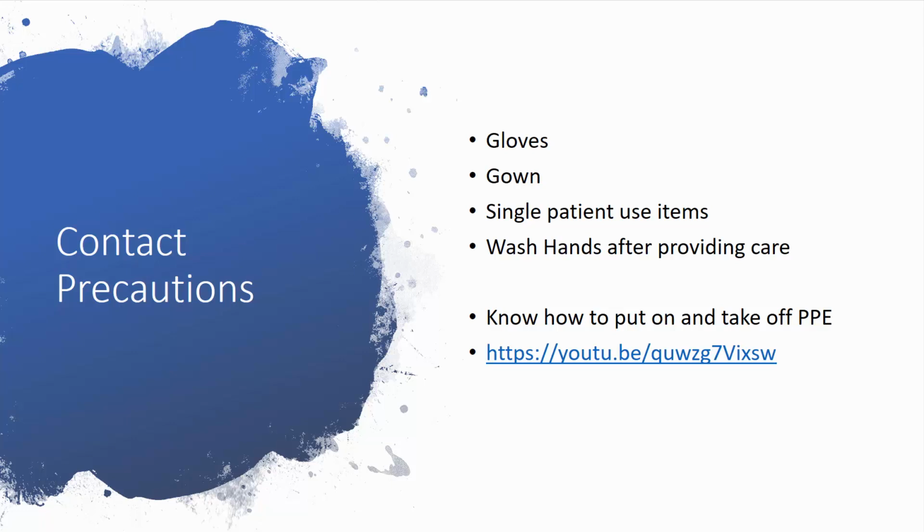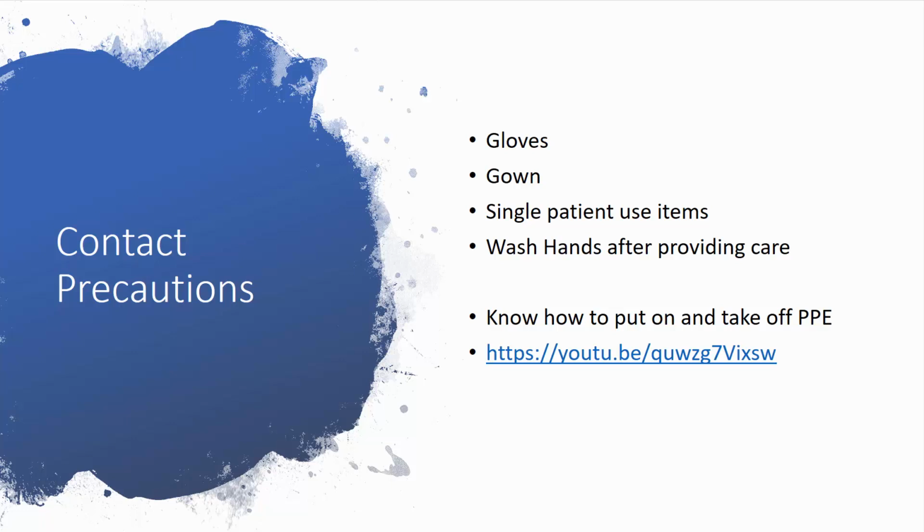Also, remember that we want to make sure that they have their own items. So when you put someone on contact isolation, remember, your stuff you don't want to bring in that room. So you want to make sure in that room that they have their own thermometer, their own blood pressure cuff, all of that, and so you're not bringing it in there.